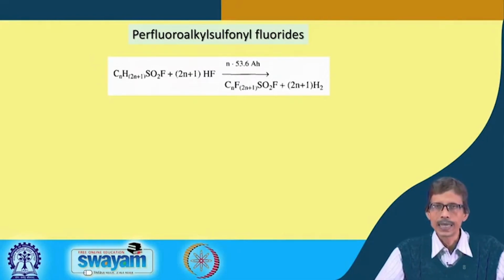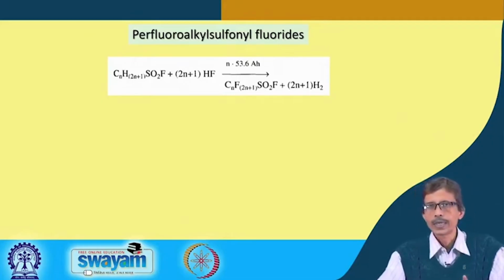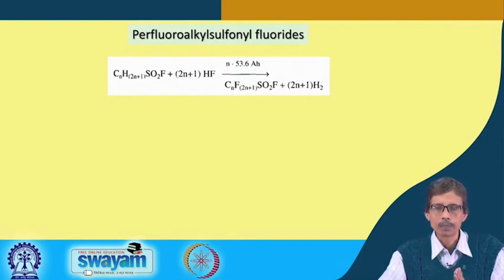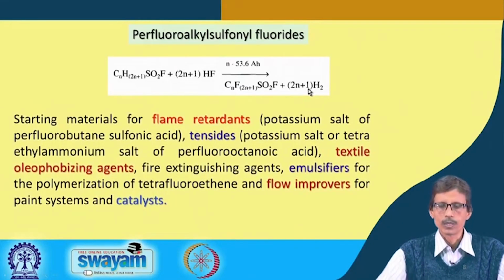You can have a long linear chain, and for that linear chain you can have 2n plus 1 fluorine centers, which can be obtained by replacing 2n plus 1 hydrogen centers from the backbone. So all the hydrogen centers present in that particular backbone can be replaced by fluorine centers, and on the other side your sulfonyl group can have the corresponding fluorine as the anion. So on the right hand side you have this already present from the starting material, and at the same time you can also make 2n plus 1 hydrogen molecules through this production.